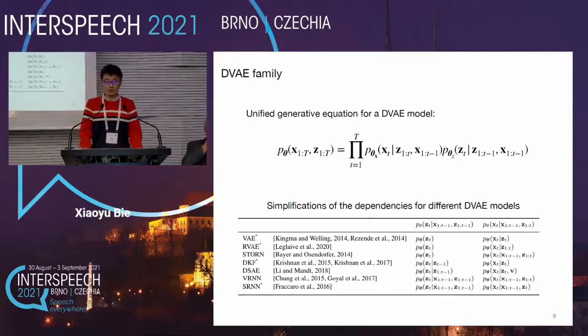So first, we give a unified generative equation for a DVAE model. So here, for every time frame, the x_t is generated from a sequence of latent variables z, and it also depends on its previous observations, x_1 to t minus 1. Besides it, we can also build a generative model for the latent variable z_t, where it depends on its previous states and also the previous observations. Below, we list all the DVAE models we have reviewed in our paper. By unifying all their generative equations, we could say that actually each of them can be considered as a simplification of the unified generative equation.